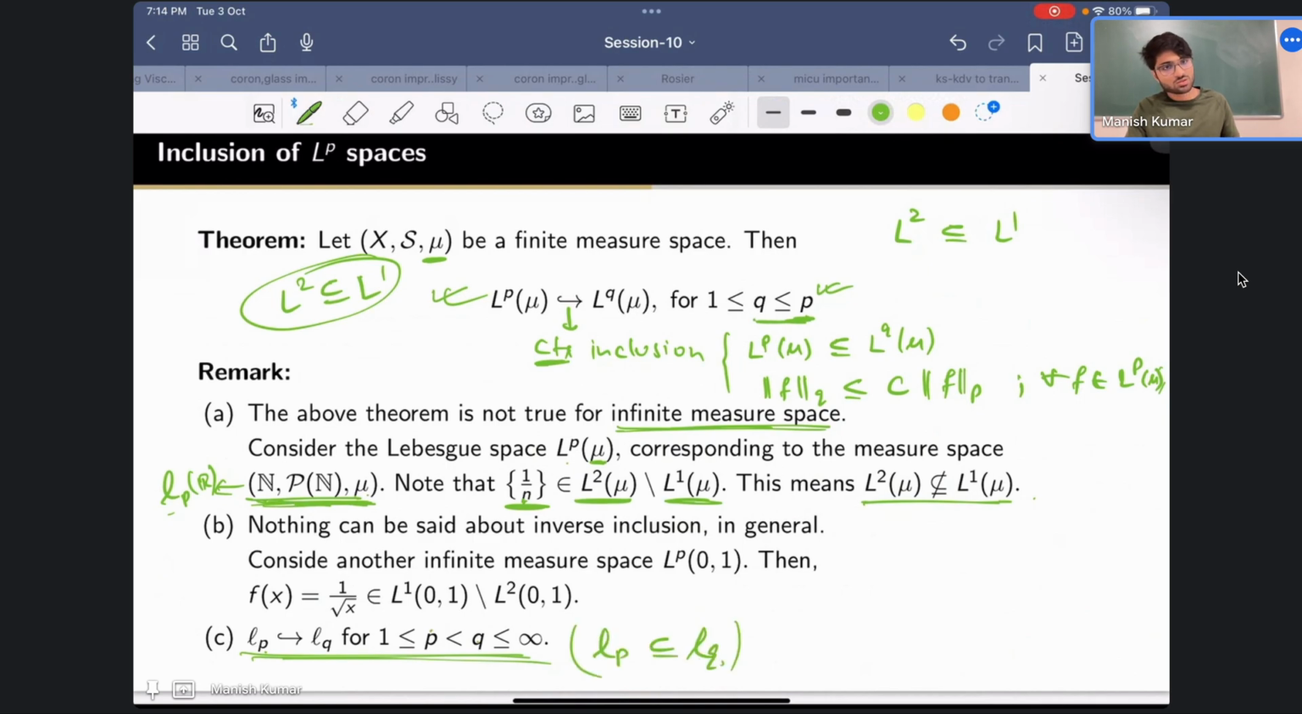This is when we are talking about N with counting measure. For this space the reverse is true, and in general you cannot say that. You can see this example: 1/root x belongs to L1, but it does not belong to L2.